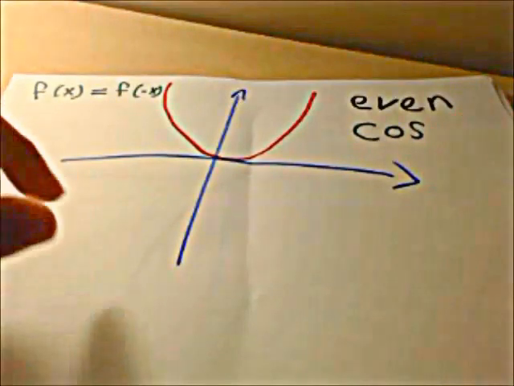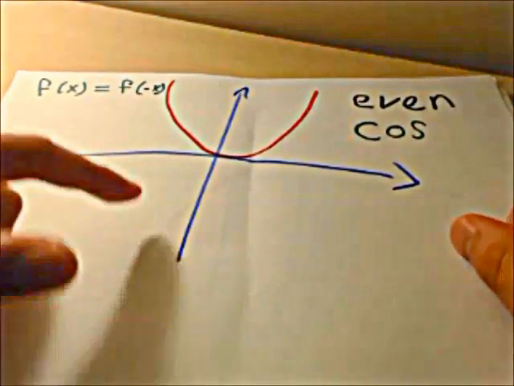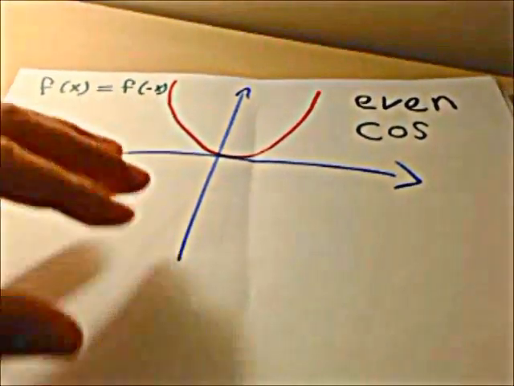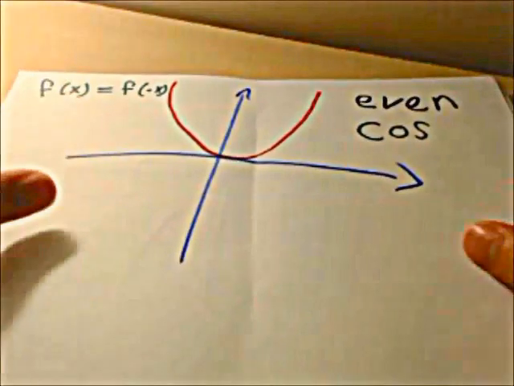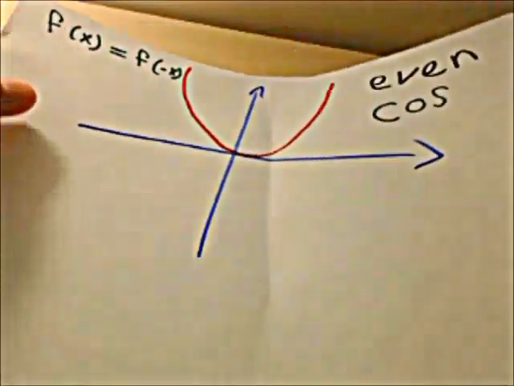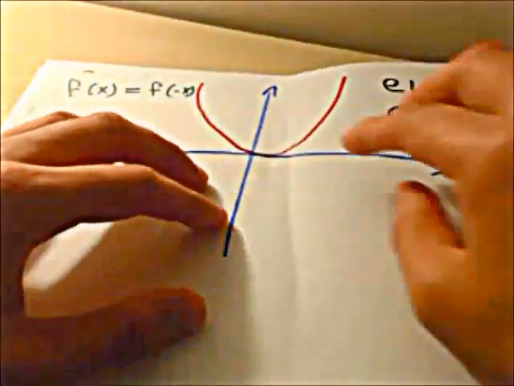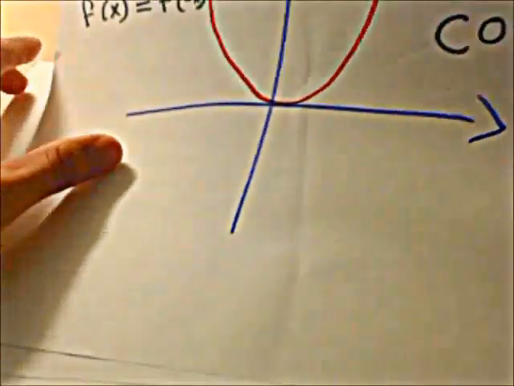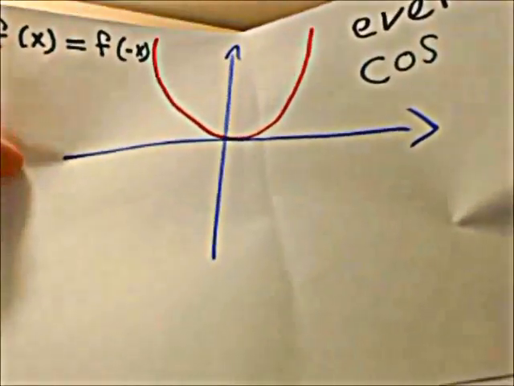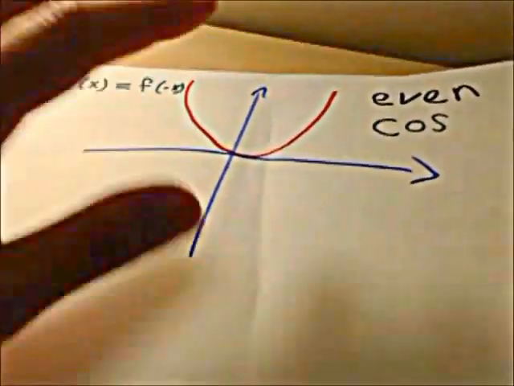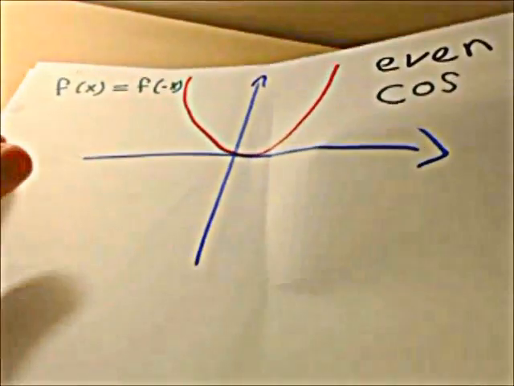Just by looking at this graph, you would notice that in a cosine or even function, how to know if it's even or odd, what you do is look at the graph and imagine that you fold this graph like this. Would it come together? If it's the same when you fold it, then it's an even function. It's like a mirror from the y-axis.